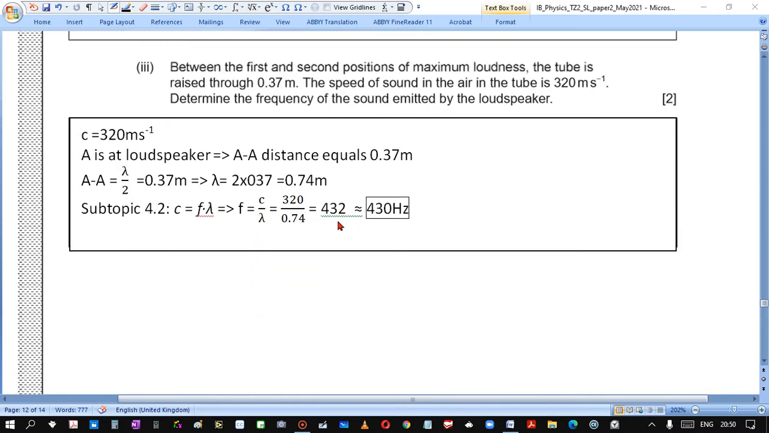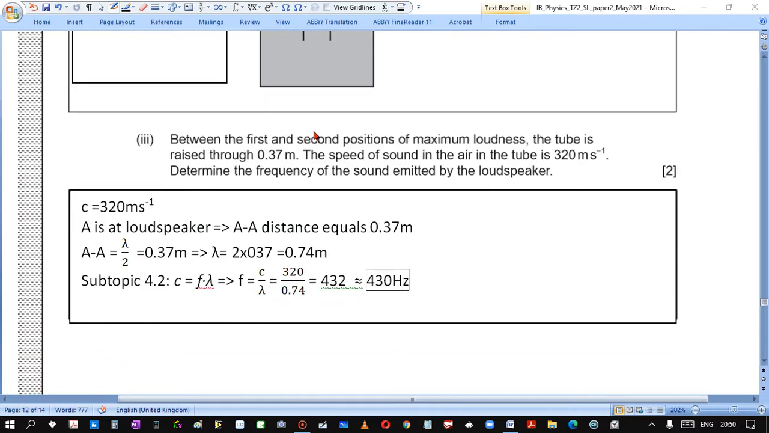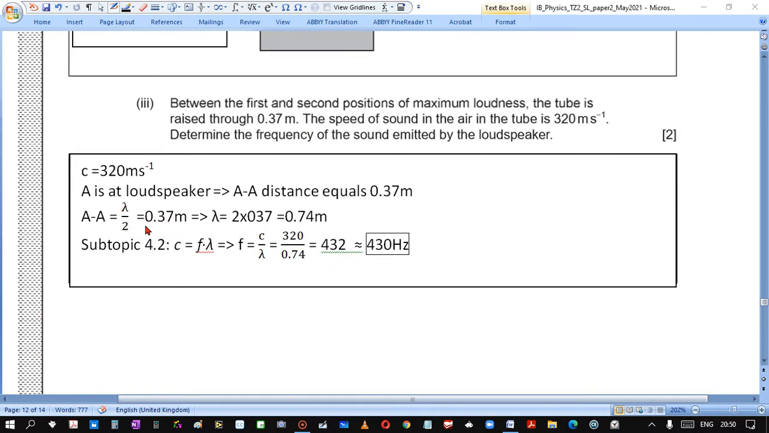Between the first and second position of maximum loudness, the tube is raised through 0.37 meters. The speed of sound in the air is given; determine the frequency of the sound. So as we can see, the loudspeaker was moved one node-antinode distance, which is lambda over 2. So lambda over 2 equals this distance. So lambda equals 2 times this distance.